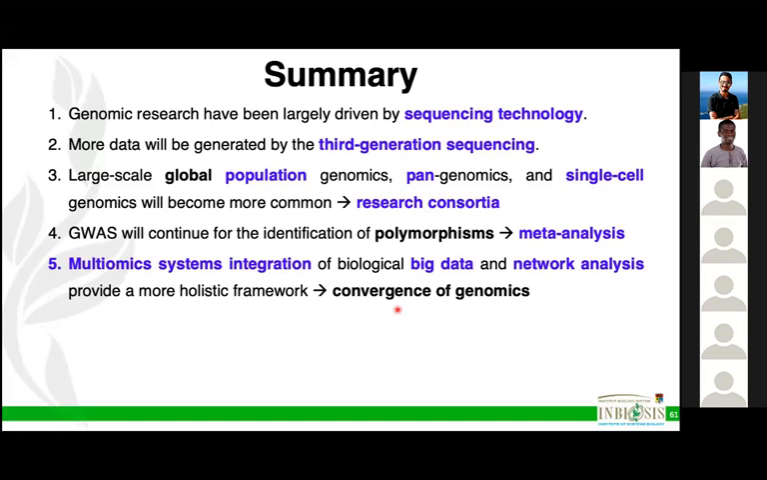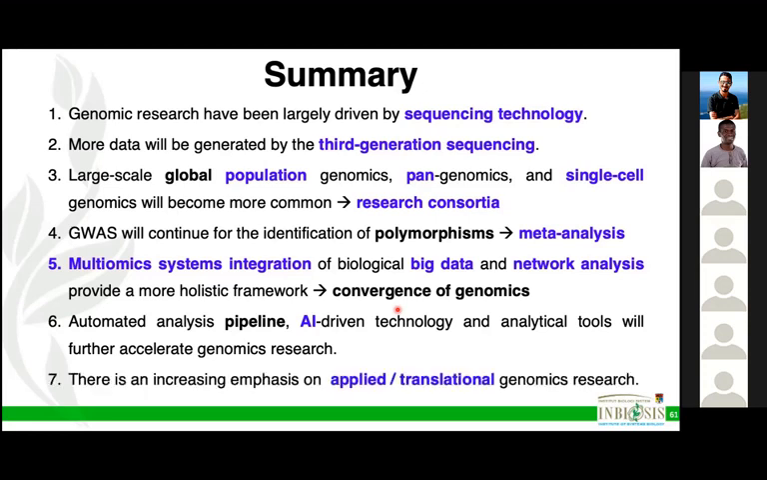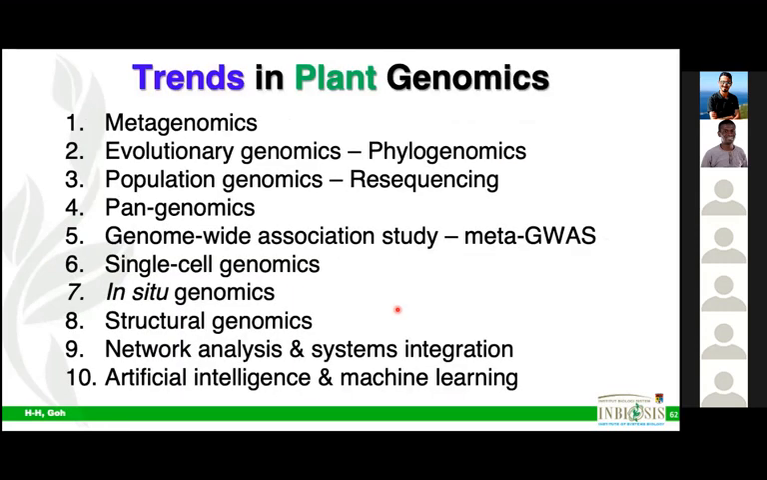integration of biological big data and network analysis provide a more holistic framework for convergence of genomics. So genomics is also going towards convergence with other technologies. An automated analysis pipeline using AI-driven analytical tools will become useful to accelerate genomic research. And there's an increasing emphasis on applied and translational genomic research.